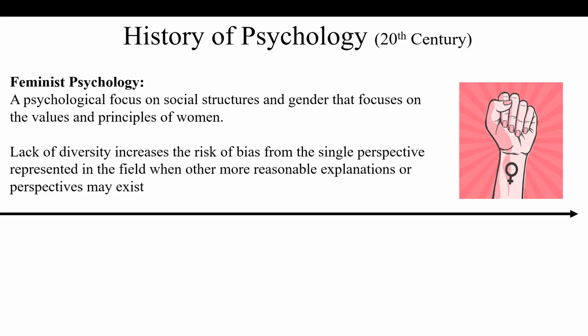And then similar to multicultural psychology, feminist psychology emerged as a critique of male-dominated psychological research. Feminist psychology is a psychological focus on social structures and gender that focuses on the values and principles of women. Lack of diversity increases the risk of bias from just one perspective, and this one perspective that has been represented in the field of psychology for so many years can have a bias, and very few women were able to practice psychology up until the 1960s, but even then it was still very difficult for women to equally do research the same as men.